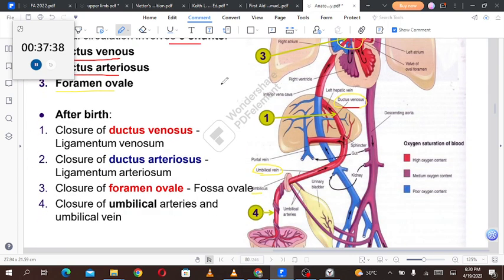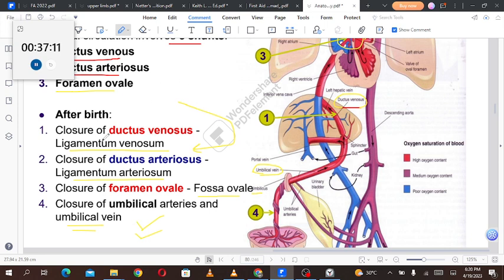Then after birth, the closure of the ductus venosus will form the ligamentum venosum. They ask you about this, what is the remnant of the ductus venosus? That is the ligamentum venosum. Closure of the ductus arteriosus produces the ligamentum arteriosum, and closure of the foramen ovale produces the fossa ovalis. Closure of the umbilical arteries and umbilical vein, all of them will become ligaments. I don't remember the exact configuration. I guess that will come later on in the abdominal sessions of this book.